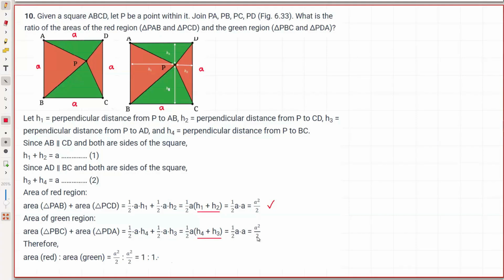Now they are asking the ratio. Ratio means A square by 2 divided by A square by 2. So both are the same, so it will get cancelled. Okay, 1:1 ratio. So the area of the red region is to the area of the green region in a 1:1 ratio.